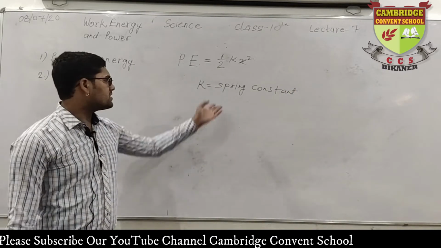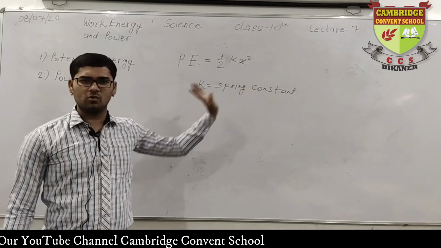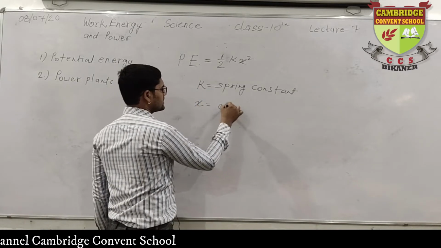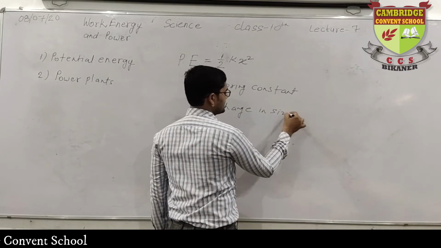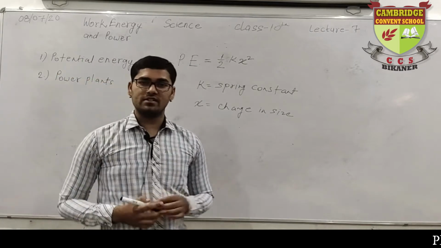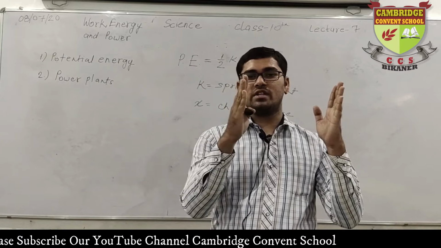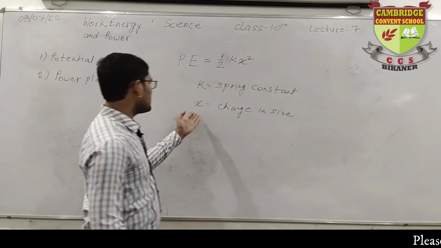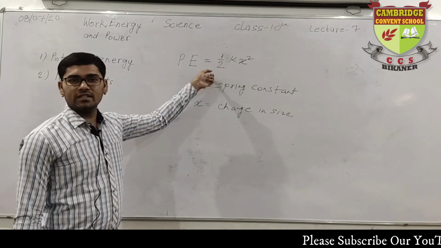Sometimes it is given, sometimes we have to calculate it, but we do not have to remember it because it is mostly given in the question. What is x? X is the change in size. How much has the length changed? Like there was an object of 10 centimeter, we applied force and it went to 7 centimeter. What is the change? 3 centimeter. That 3 centimeter is x. So this is the formula of potential energy due to change in shape.